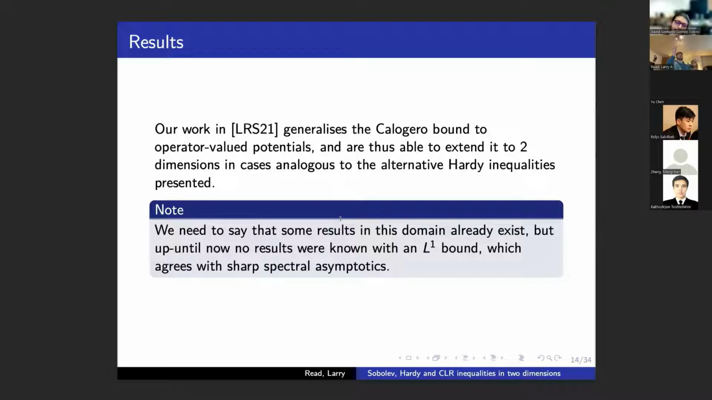That is, if you consider some coupling constant on the potential, and you consider this coupling constant going to infinity, then we know that the number of negative eigenvalues is of the order of that coupling constant to the power of 1, or D over 2 in general, or in the case of trace bounds, that we also have sharp estimates for that too.